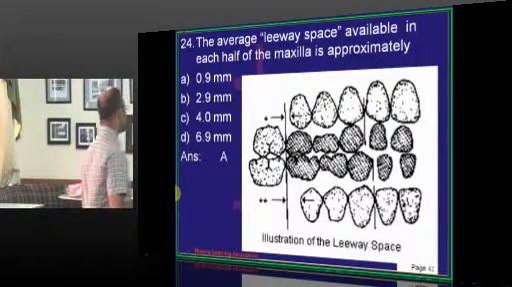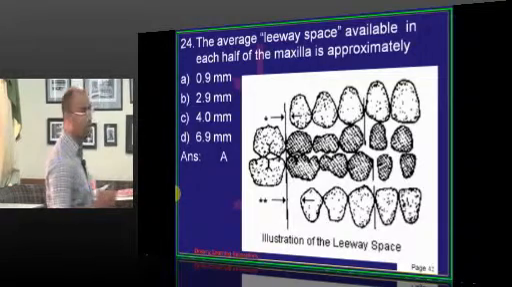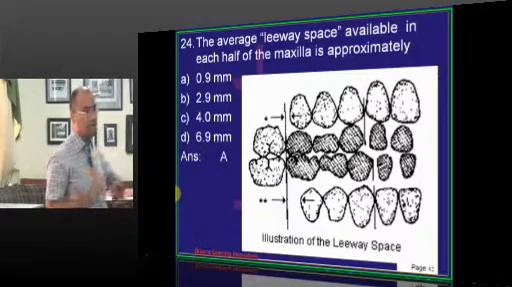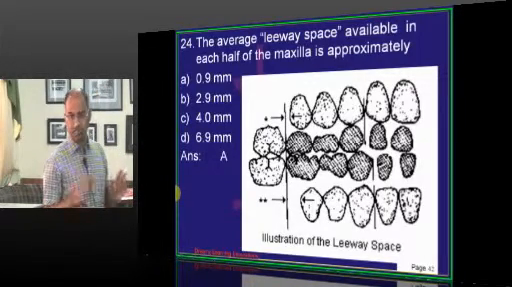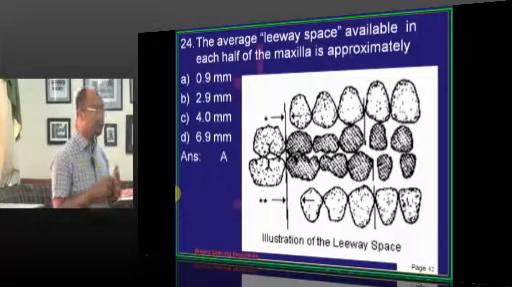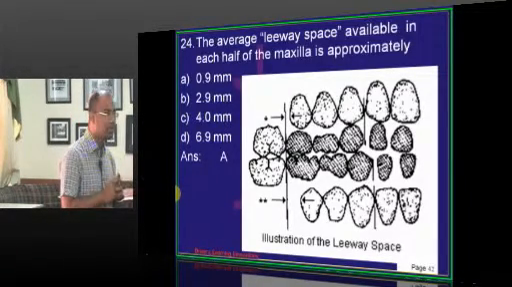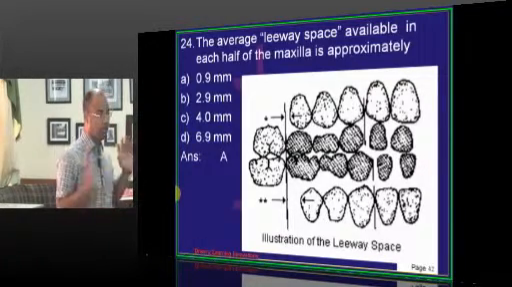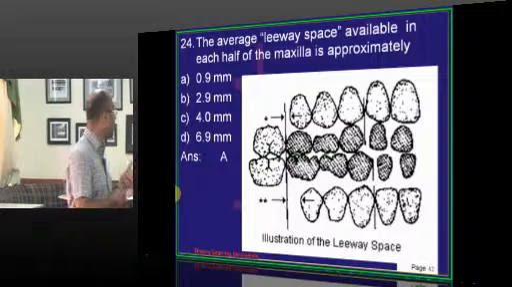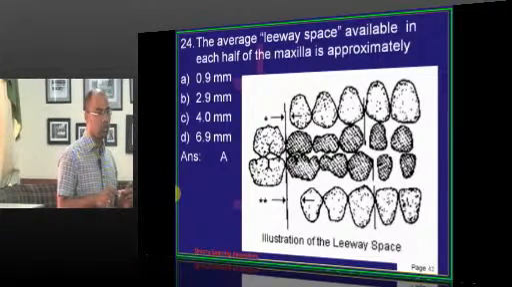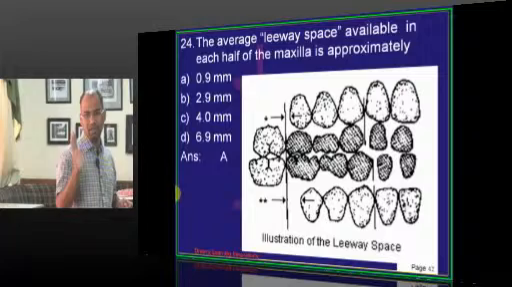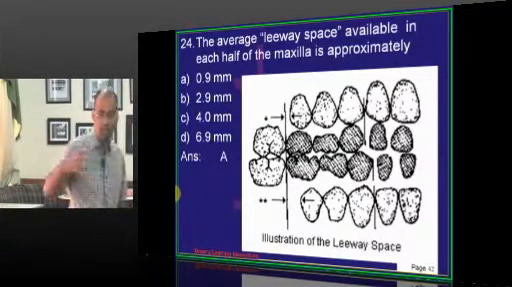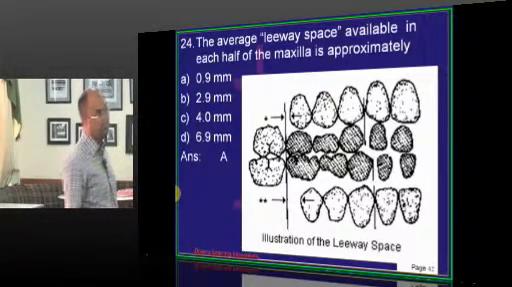The average leeway space available in each half of the maxilla, each half. So, you have to be very clear and specific. In the maxilla, as I told earlier, it is less, and in the mandible it is more. In the maxilla it is 1.8 total for the arch, so half is 0.9. Whereas in the mandible it is 3.4 millimeters total, so half is 1.7 in the mandible. It is more in the mandible, that is why it will allow the lower molar to shift further mesially.